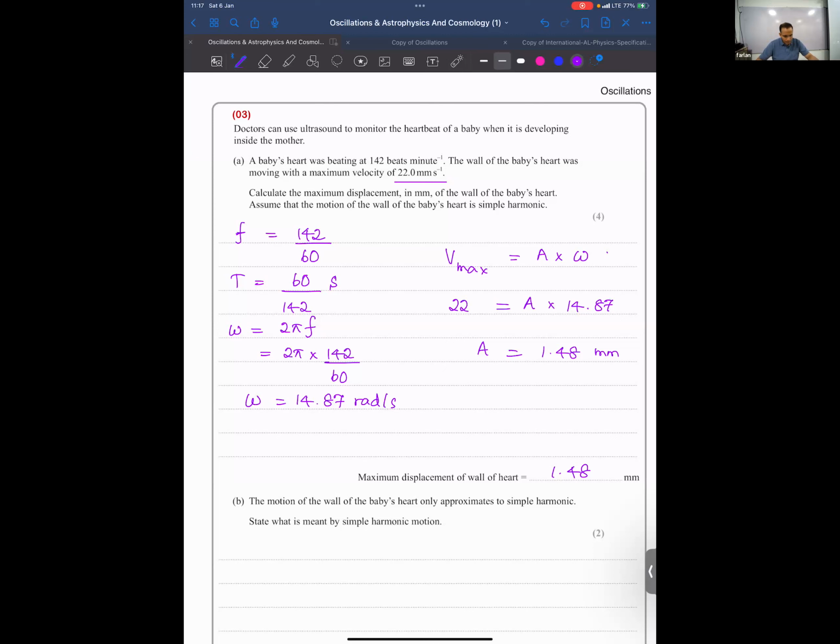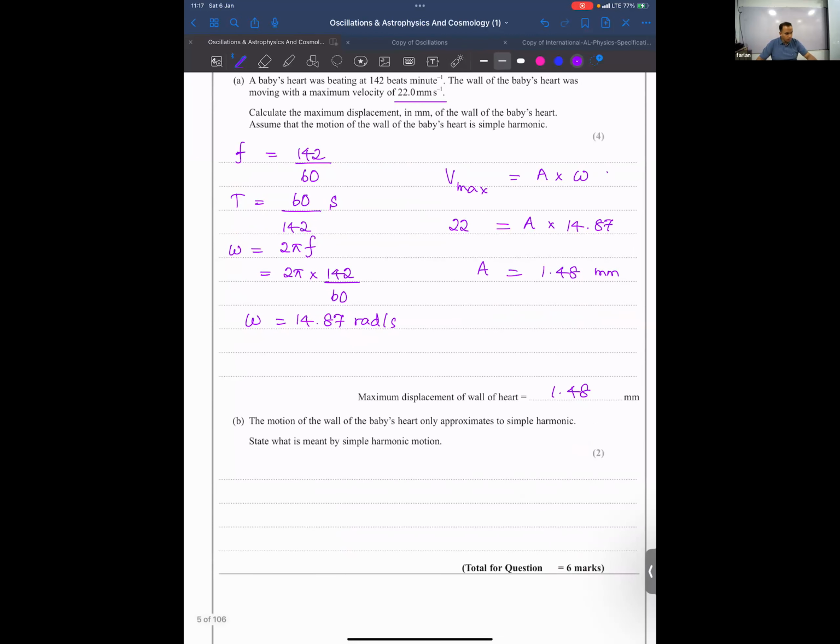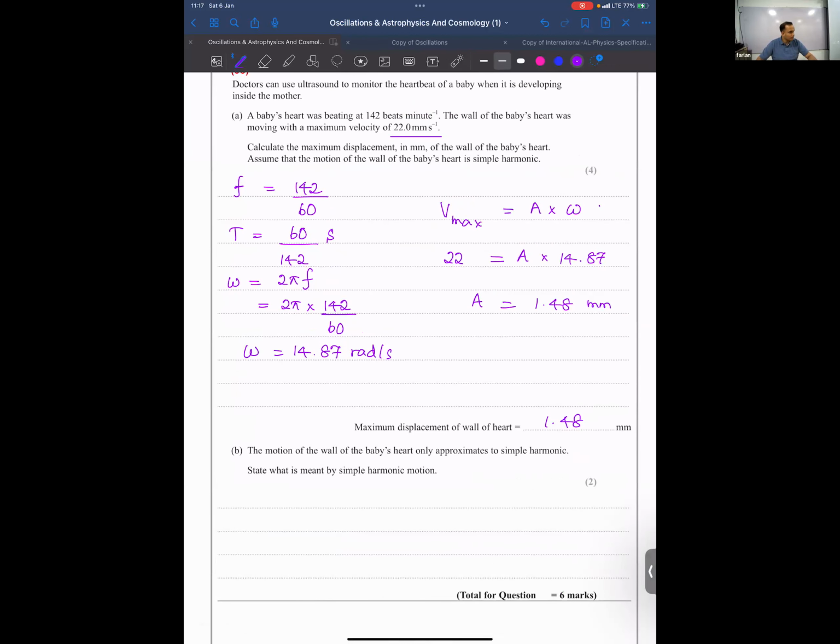Okay. Right. The part B, the motion of the wall, maximum displacement is the amplitude. Amplitude is maximum displacement. So indirectly what they have asked is the amplitude.